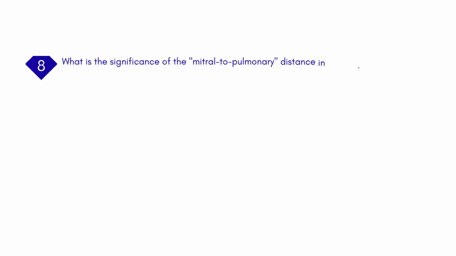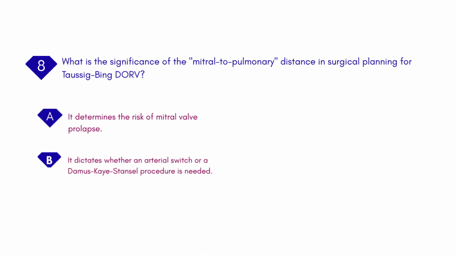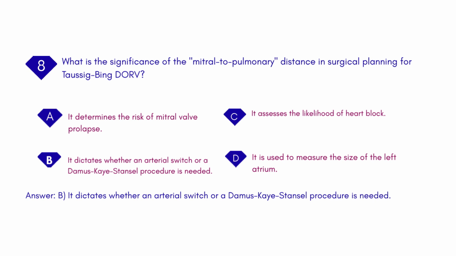What is the significance of the mitral to pulmonary distance in surgical planning for Taussig-Bing DORV? A. It determines the risk of mitral valve prolapse. B. It dictates whether an arterial switch or a Damus-Kaye-Stansel procedure is needed. C. It assesses the likelihood of heart block. D. It is used to measure the size of the left atrium. Answer: B. It dictates whether an arterial switch or a Damus-Kaye-Stansel procedure is needed.